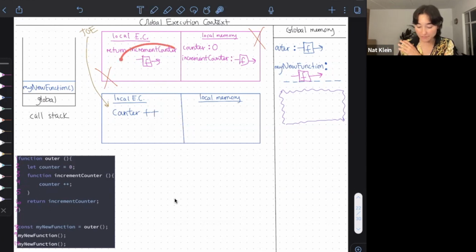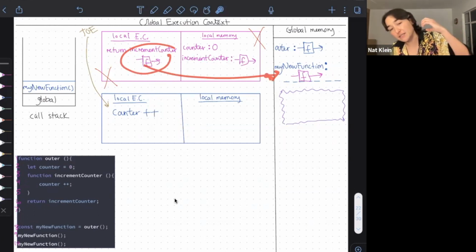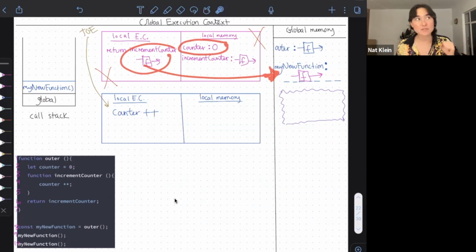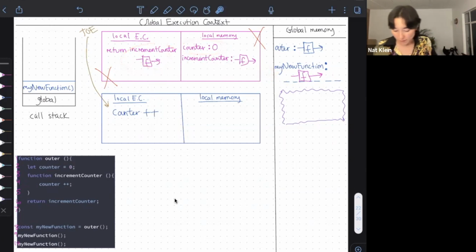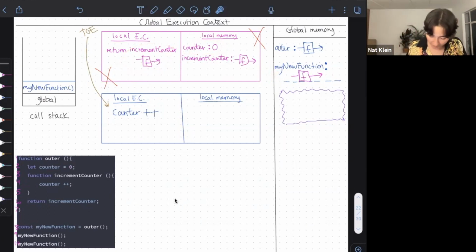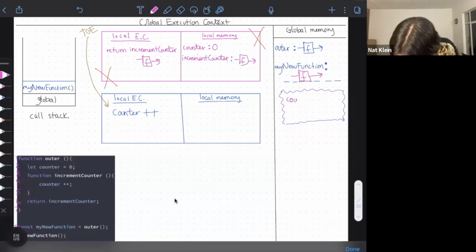So I'll say that again. When the function definition of increment counter was returned out to global memory and stored under this label my new function, a couple things came along with it. A couple things kind of got backpacked along or piggybacked along with the function definition. And those things are all of the variables that were declared in the same context where increment counter was declared. So out here now, linked on to this my new function, we have counter with its value of 0.